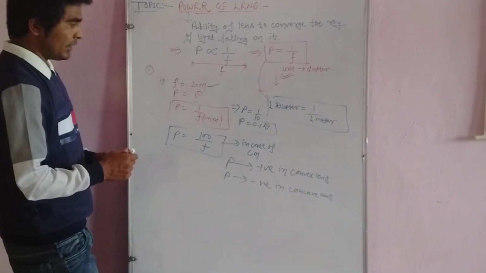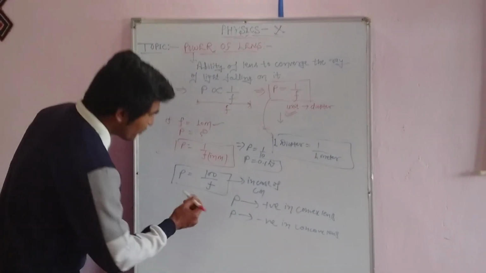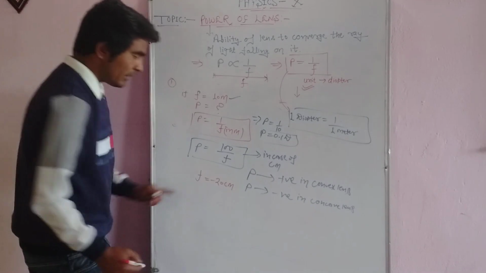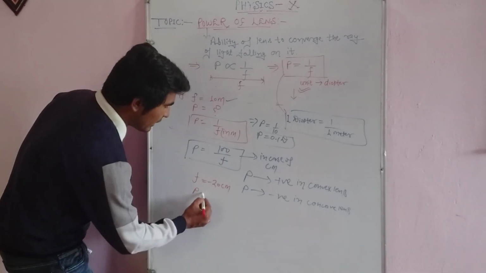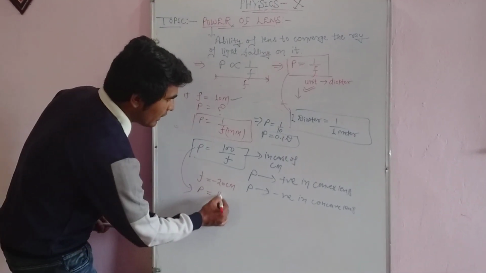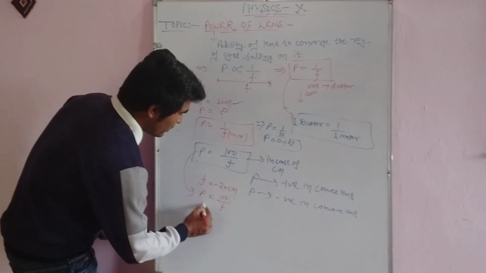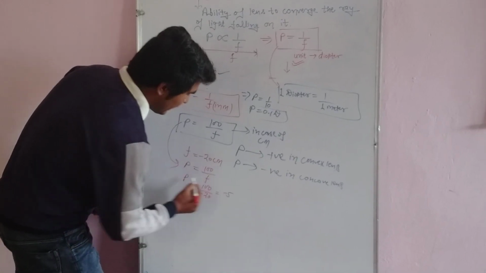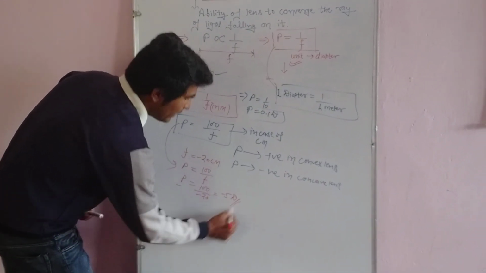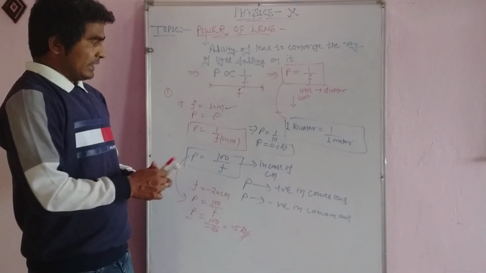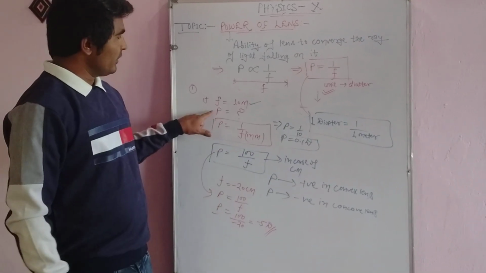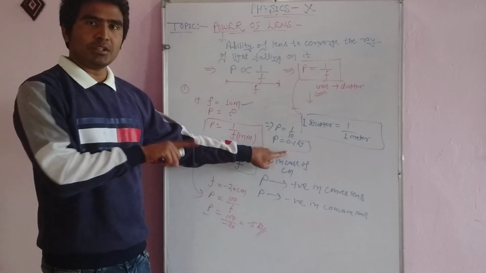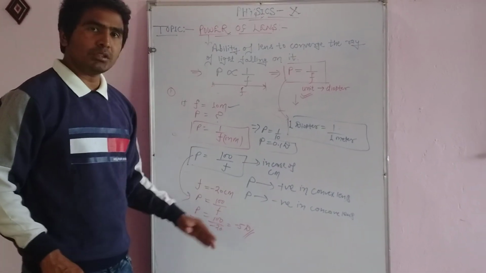And suppose the question is related to centimeter, if F is equal to minus 20 centimeter, you have to calculate power. In the case of centimeter, we can write 100 upon F. So P is equal to 100 upon minus 20, that is equal to minus 5, and the unit of power is diopter. And in this case, we can easily identify which type of lens this is. If power is positive, it should be convex. If power is negative, it should be concave.